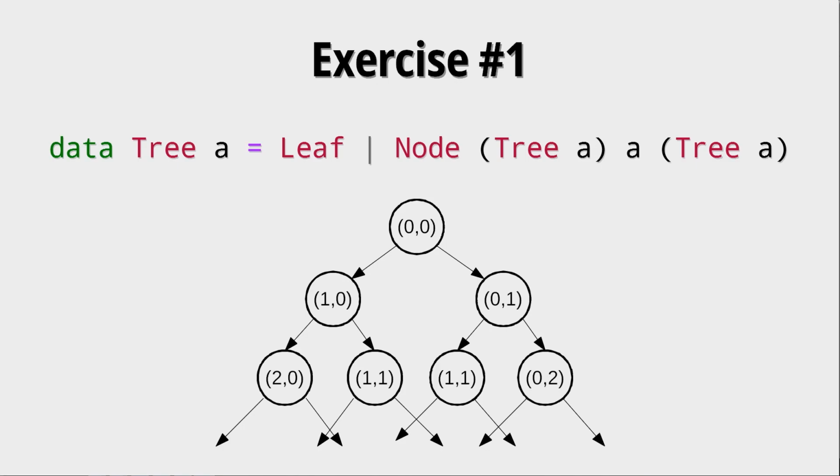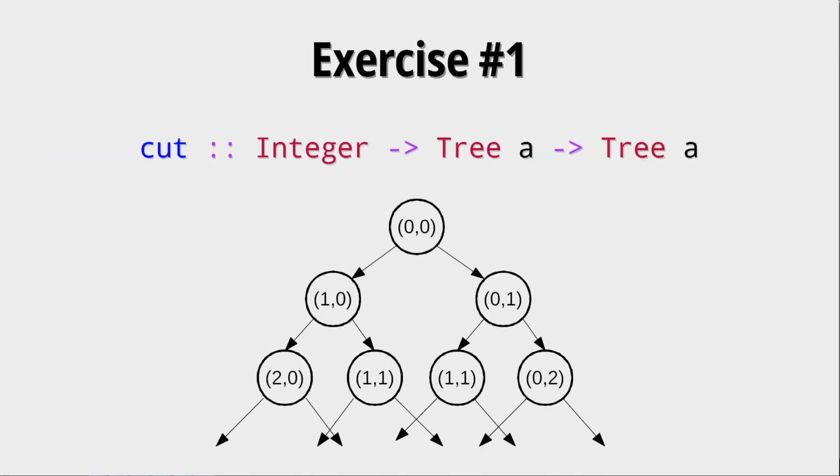It has to be infinite. Now, since we cannot really evaluate such a tree without having some function like take for lists, we want to write a function called cut. Cut takes an integer and a tree and returns a tree. And it works like this.